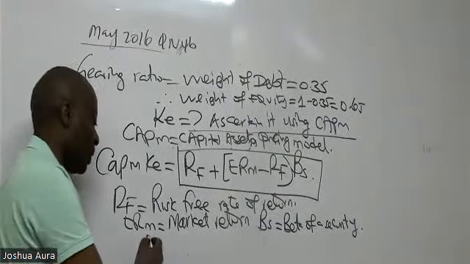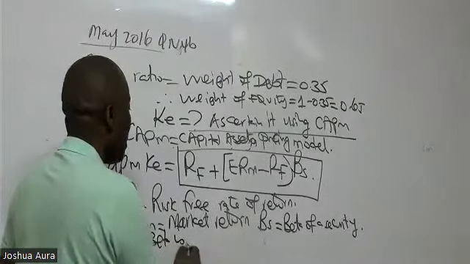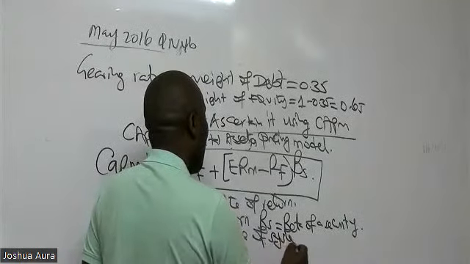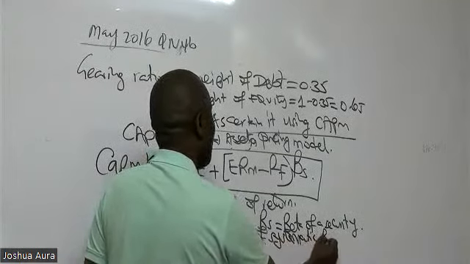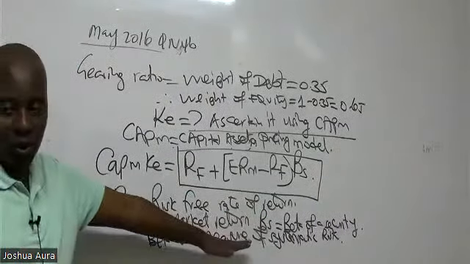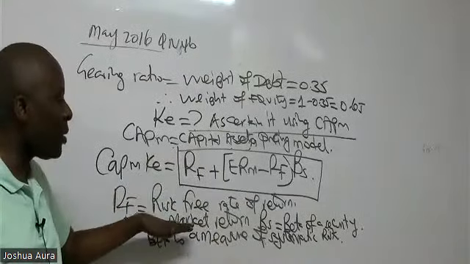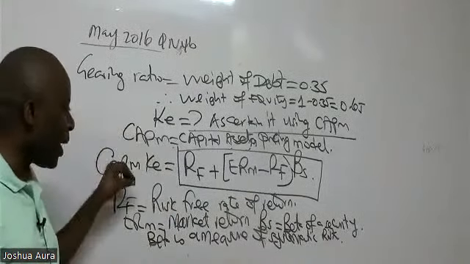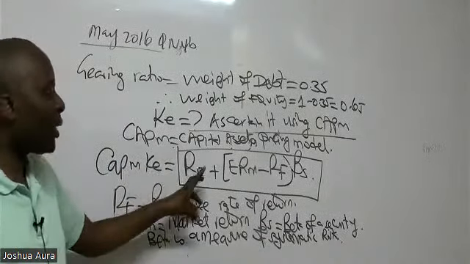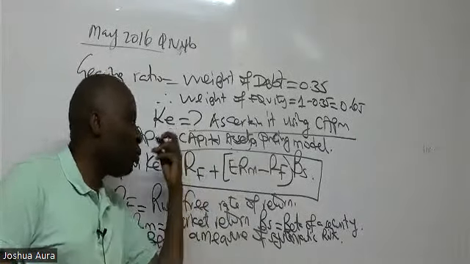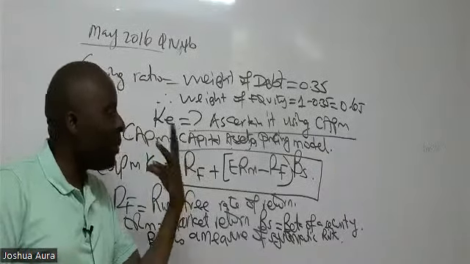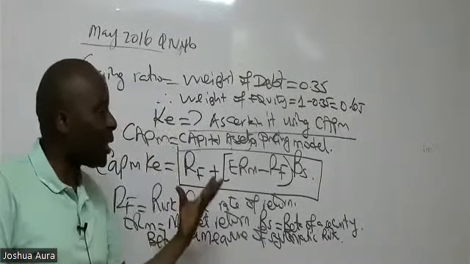You can even mention there that beta is a measure of systematic risk. Don't worry about systematic risk. For now, the thing that I would want you to cram here is that CAPM cost of equity will always be equal to risk-free plus ERM minus this risk-free, to be able to get the risk premium. And once I have the risk premium, then the risk premium must always be multiplied with the beta of a security.